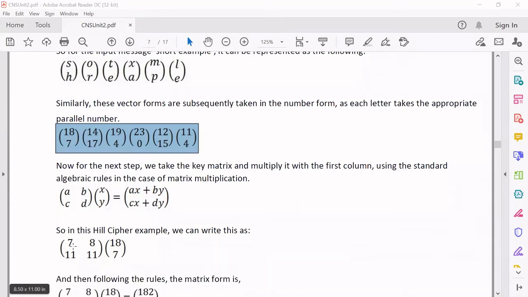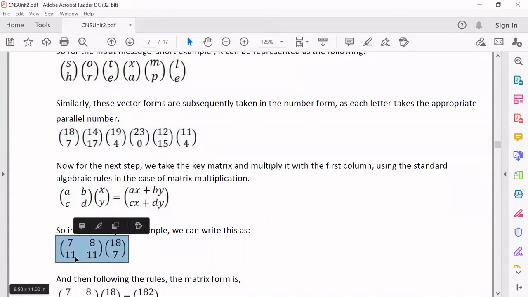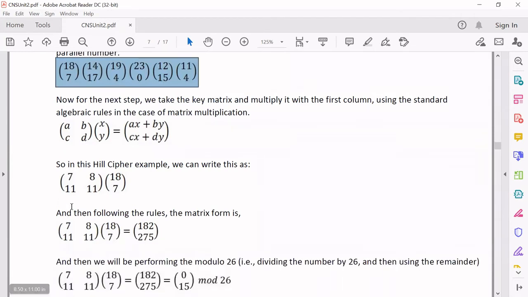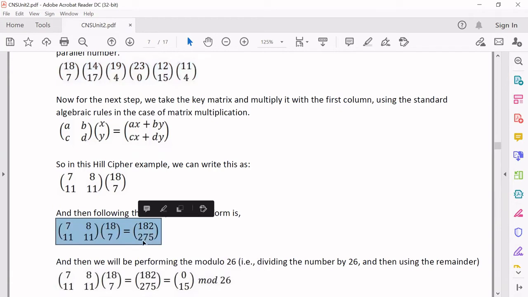So here, first, what is the key here? 7, 8, 11, 11. And what is the first value which we are seeing in this case? It is 18 and 7. So you have to multiply these two values. That is 7 into 18 plus 8 into 7, and 11 into 18 plus 11 into 7, which gives you 182 and 275.